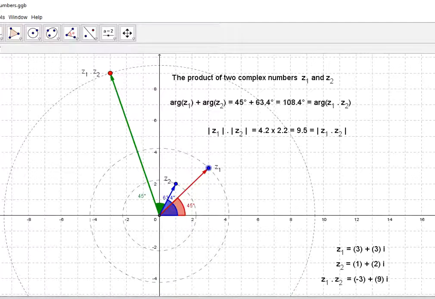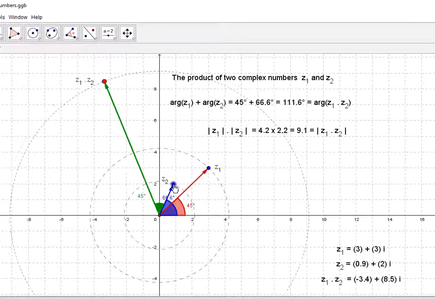So here we can see the GeoGebra file, and we've got complex number z1, which is 3 plus 3i, which you can see on the diagram, and z2, which is 1 plus 2i. And at the moment, the answer, which is the green complex number, the length of that answer is the modulus of z1 times the modulus of z2, and the direction of that answer is the argument of z2 plus the argument of z1, so it's the red angle plus the blue angle to create the green angle. Now if I change z2, you'll see two things happening.